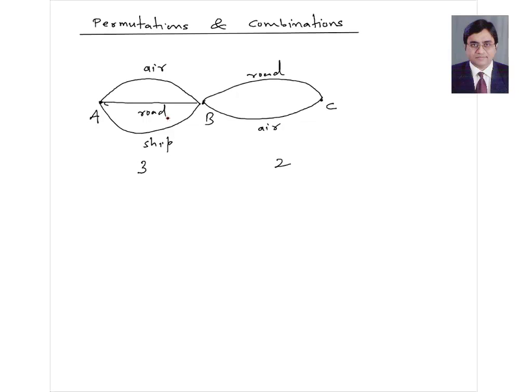If one task is done in certain number of ways, and if the other task is done in certain number of ways, and the two tasks are independent of each other, they are independent. Nobody is putting a condition that if you travel by road, then you will have to travel by road. No such condition. So if the two tasks are done in certain number of ways, and if they are independent of each other, then the total number of ways of doing the whole job, which comprises of these two tasks, is obtained by multiplying the 3 into 2.